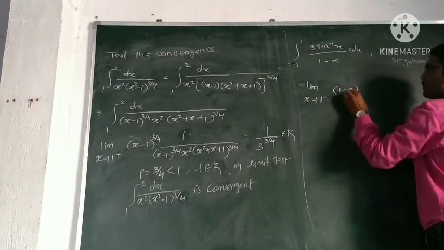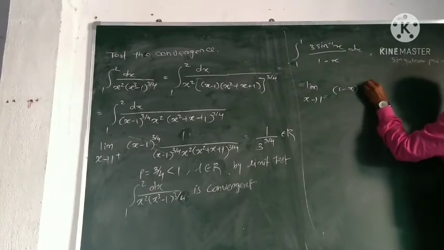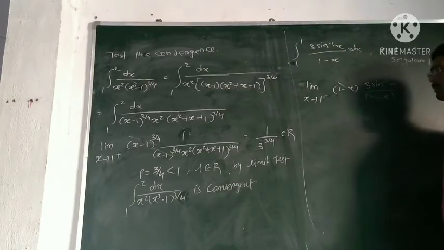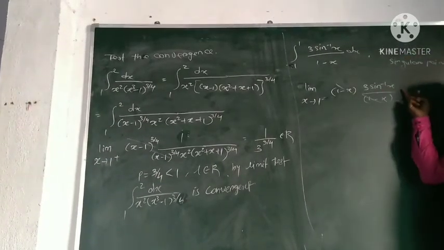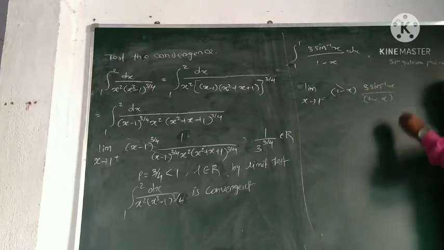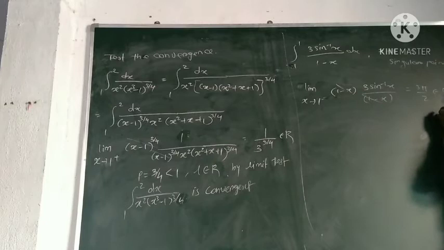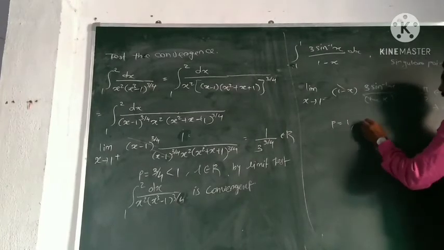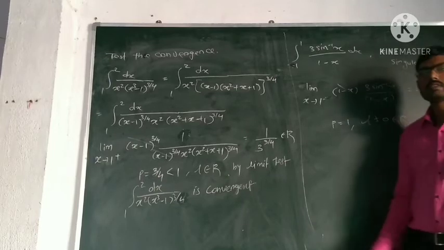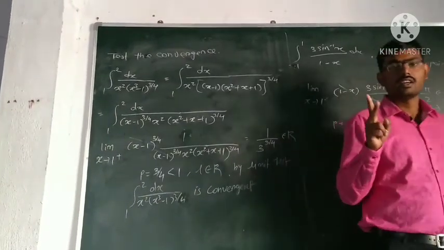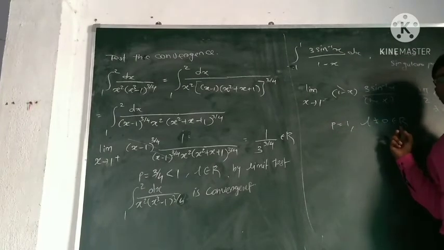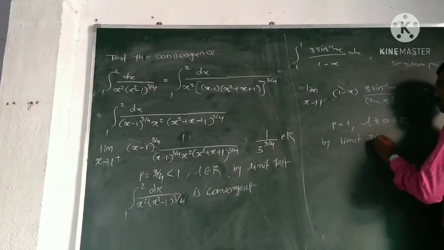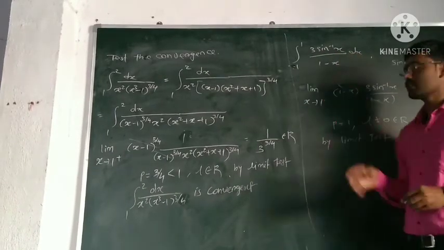So (1 minus x) raised to power p, if p is equal to 1, into our function 3 sine inverse x upon 1 minus x, and this gets cancelled. So as x tends to 1, sine inverse 1 is equal to pi by 2, and with this 3, it is equal to 3 pi by 2, which belongs to real numbers and is not equal to 0. Now see, here p is equal to 1, the limit is a non-zero real number. So which condition of the limit test is this? The second condition: p is equal to 1, the limit is not equal to 0 and a real number. So by limit test, the given improper integral is divergent.